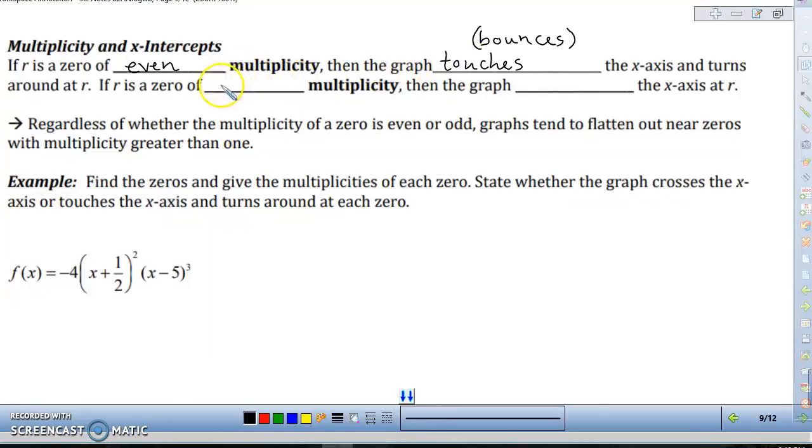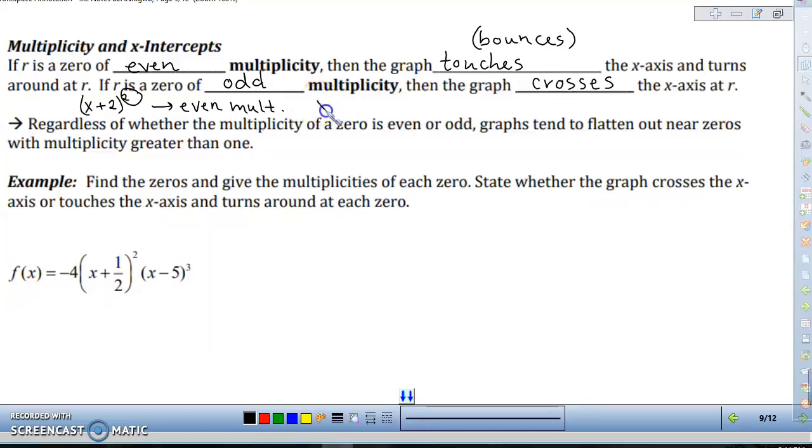If R is a 0 of odd multiplicity, then the graph crosses the x-axis at that point. In our last example, where we had (x plus 2) squared, that is what we would consider an even multiplicity because of the power up here on the factor itself. This is actually why our graph would touch at negative 2 and then turn around and bounce back off, and it counts as a double root.